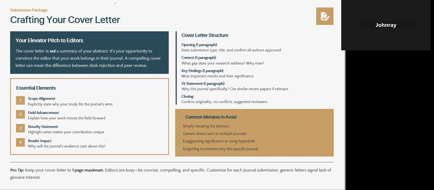So you must be intentional about writing your cover letter. You must craft it very well. And I've put some things here which you can include in your cover letter. There are a few things you can look out for when you are writing your cover letter.